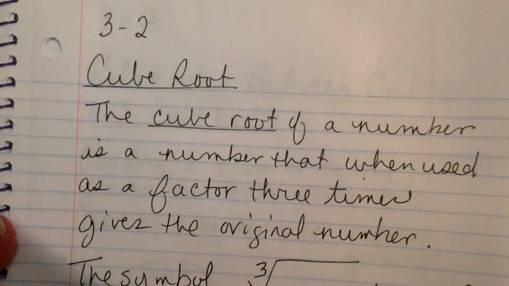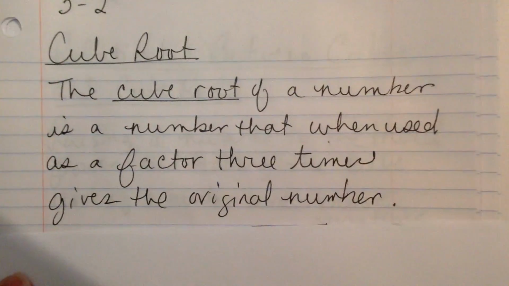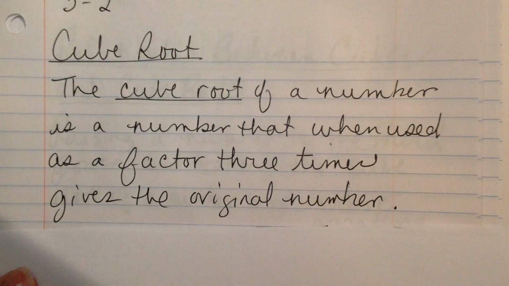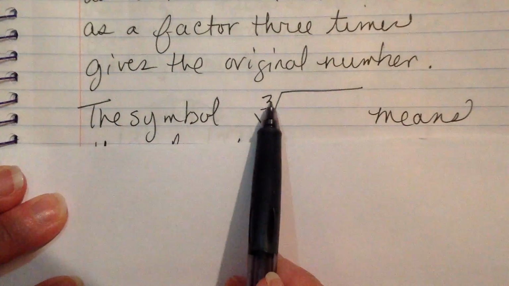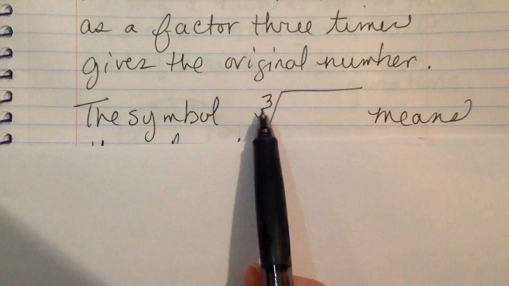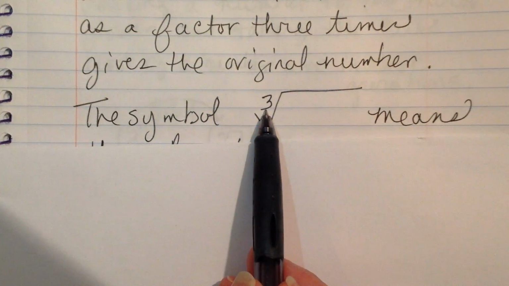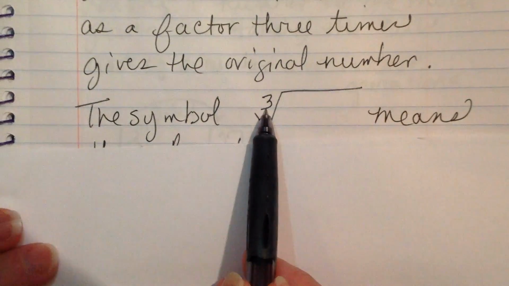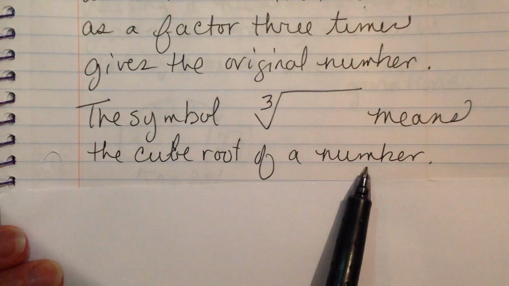Continuing with 3-2, cube root. The cube root of a number is a number that when used as a factor 3 times gives the original number. The symbol is the cube root. I have to see a 3. If you don't put a 3, then I think you're talking about a square root. So make sure that you give me a little 3, which represents the cube root. The symbol means the cube root of a number.